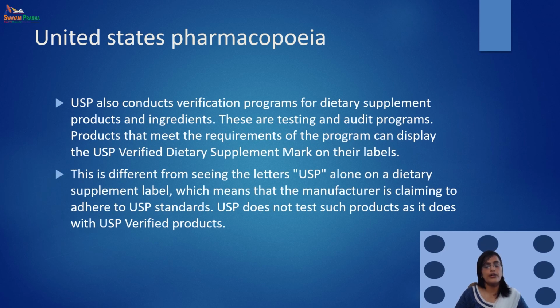USP also conducts verification programs for dietary supplement products and ingredients. These are basically testing and audit programs. Products that meet the requirements of the program can display the USP Verified dietary supplement mark on their label. This is different from seeing the letters USP along with the dietary supplement on the label, which means that the manufacturer is claiming to adhere to the USP standards. USP does not test such products as it does with USP verified products.